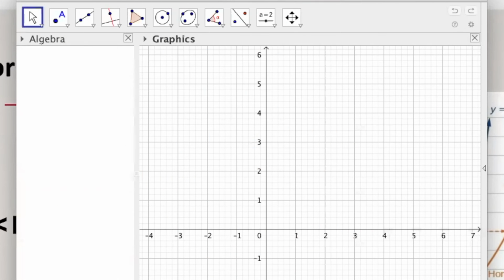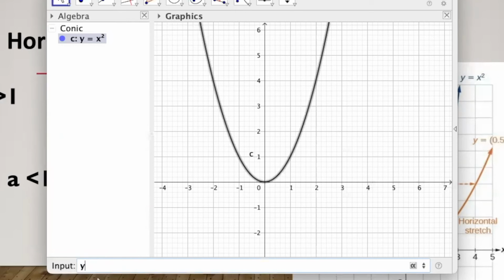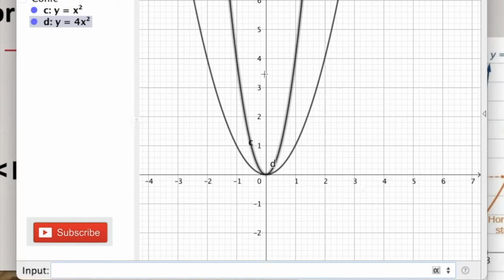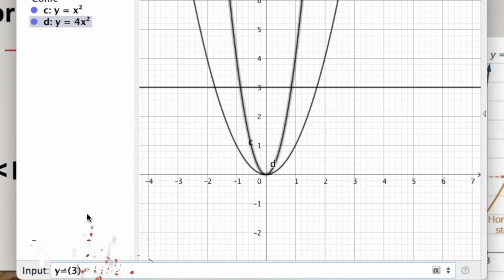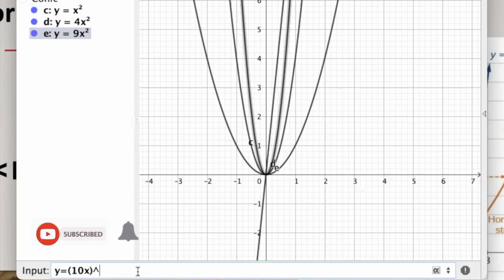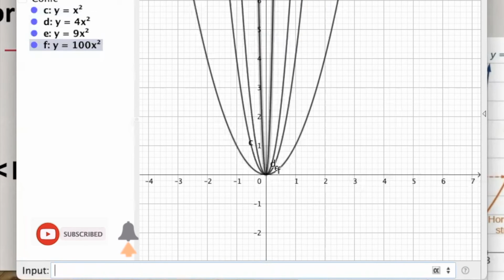So let's look at y equal x squared. If I go ahead and have y equal open bracket 2x all squared, as you can see, the graph is getting closer and closer to the y-axis, so we call it horizontal shrink. If I have, for example, y equal (3x) all squared, it's getting closer and closer to the y-axis. So y equal (10x) all squared, it's getting closer and closer to the y-axis.